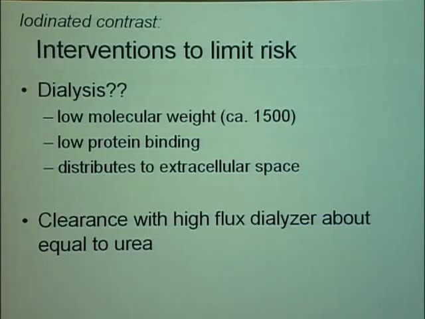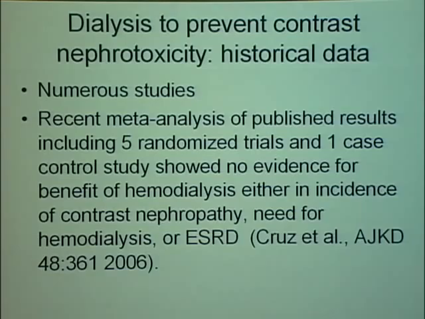With a high-flux dialyzer, this has been studied a couple of times, with the kind of high-flux dialyzer we routinely use now, the clearance of the iodinated contrast agents is about the same as urea. So it's cleared very well. With a standard hemodialysis treatment, you can clear it faster than the endogenous renal function. So if the disease is caused by the prolonged presence of the contrast material because of decreased GFR, then we should be able to overcome that with dialysis.